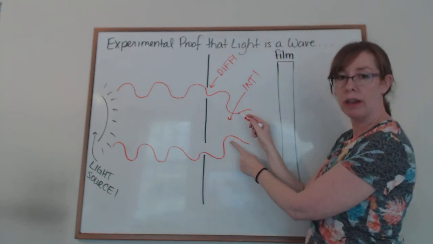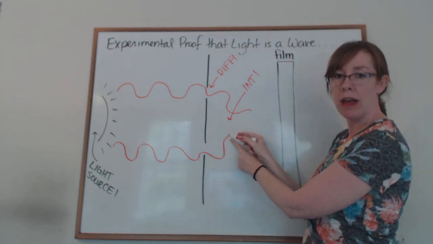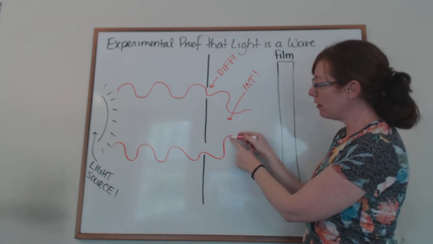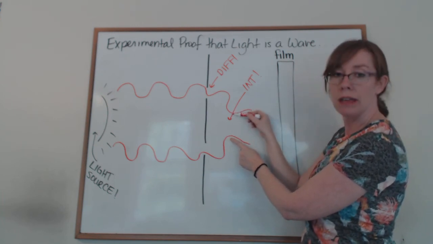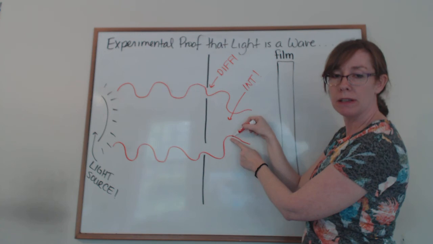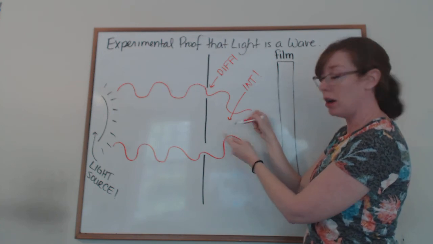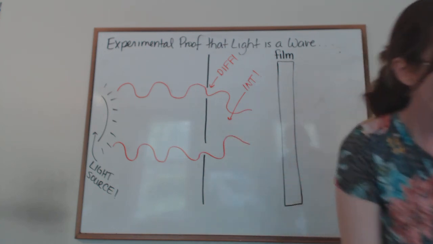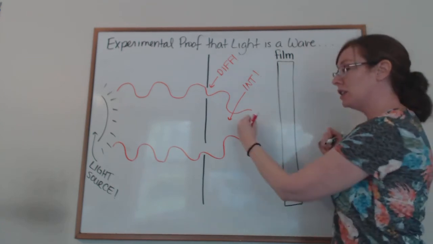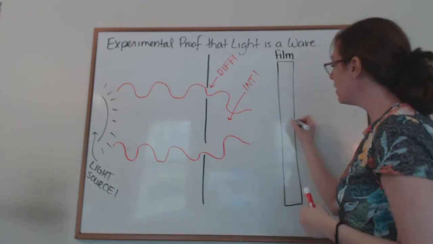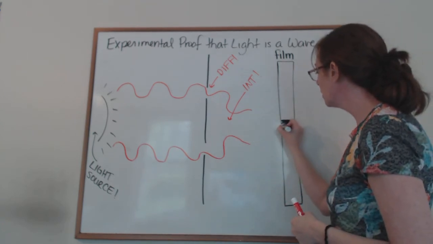Now, the way that I've drawn it, are these waves in phase or out of phase? Right here, where they interact, this one is experiencing a trough. This one's experiencing a crest. So that means they are out of phase. And that means these two waves are going to cancel each other out. And when they hit that film, you're going to see darkness.